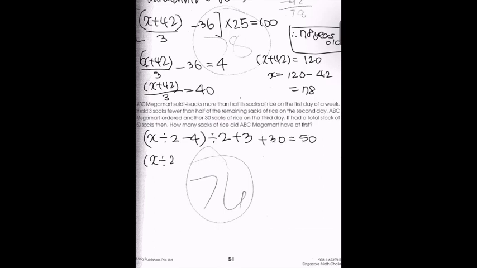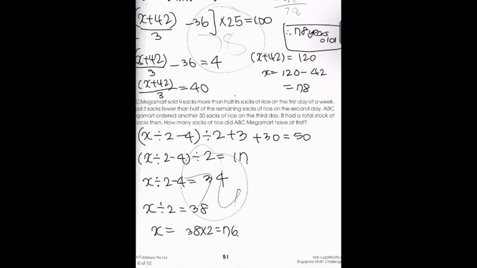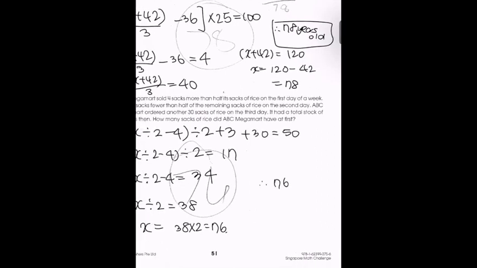So now working our way backwards, we're going to subtract 30 to get 20. And then we're going to subtract the 3 as well. So let's just do that in one step. So that is going to be 17. Now, we're going to multiply by 2, so that's going to give us 34. And then x divided by 2 is going to equal 38. And so x would be 38 times 2, which is equal to 76. So that tells us that ABC Megamart had 76 sacks of rice at first.